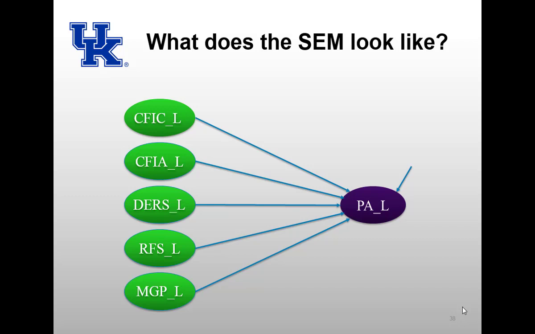So there were a total of somewhere around 60 items, partitioned properly, all loading onto these individual latent variables. It's a pretty large model.